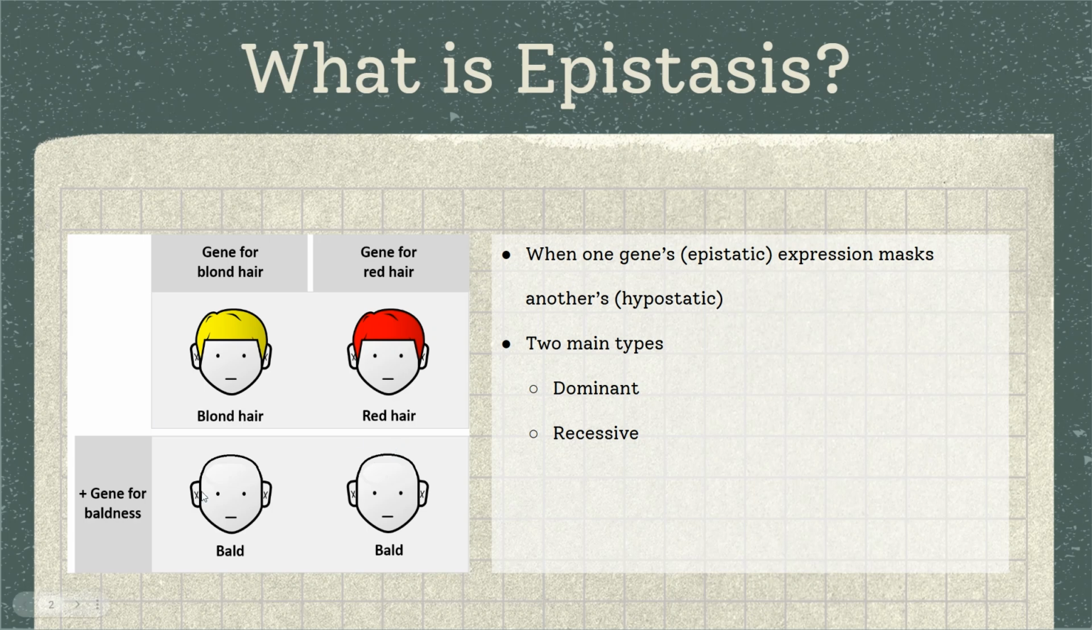So the gene that is masking the other gene, the baldness gene, is going to be called the epistatic gene, while the other, the hair color gene, the one that's being masked, is called the hypostatic gene. So there will be two main types of epistasis, dominant and recessive.